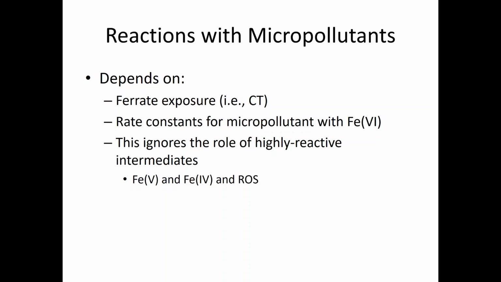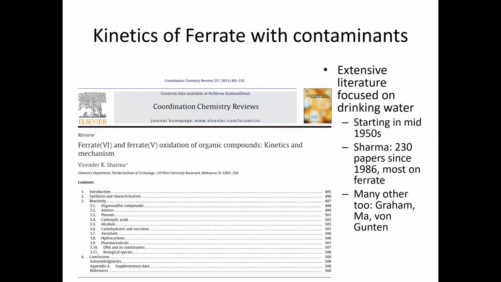The rate constants for micropollutants with ferrate have been studied and are in the literature, and we've got maybe 30 years of work that's been done on this. However, one of the complicating features is that you can use the theory, and it's great, but it might not always work perfectly. So it's always good to check. The reason is that you have not just ferrate present, but you have some of these intermediates, the iron 5 and the iron 4, and ROS, which stands for reactive oxidant species, things like hydrogen peroxide that can form as well.